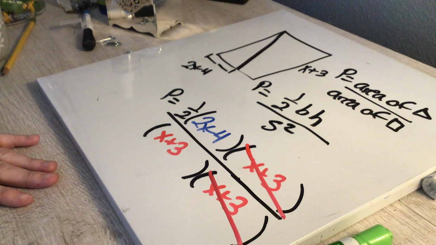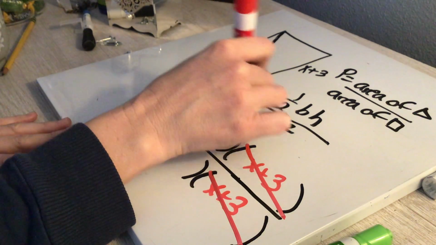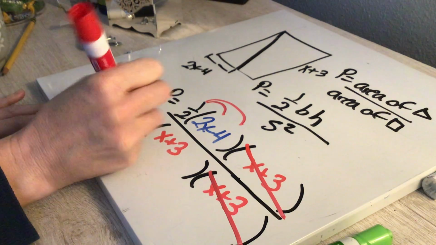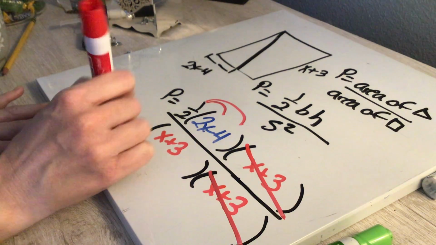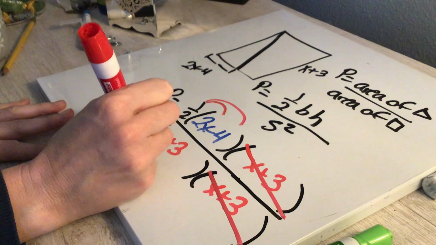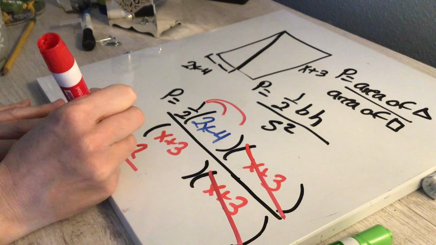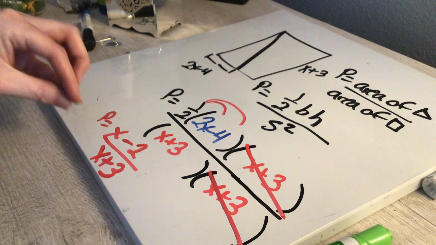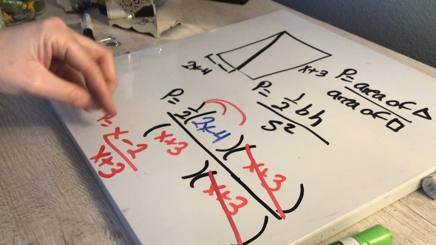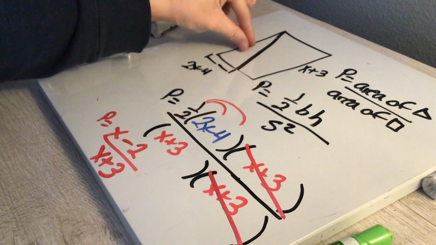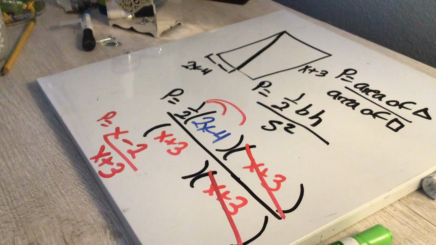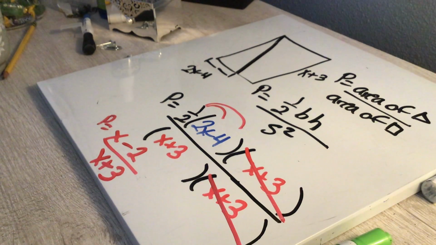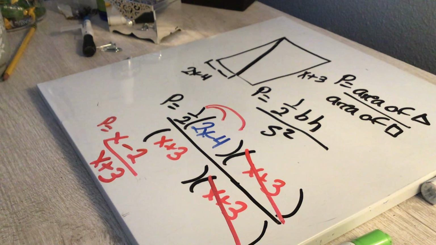Then I can distribute the 1/2. So 1/2 times 2x is x. 1/2 times 4 is 2. So we get x minus 2 in the numerator divided by x plus 3 in the denominator. Okay, so that's the probability. And then if you have an x value, you plug it in. So the probability that it's going to land in the triangle versus anywhere else on the entire square. Okay? So that is simplifying our rational expression.